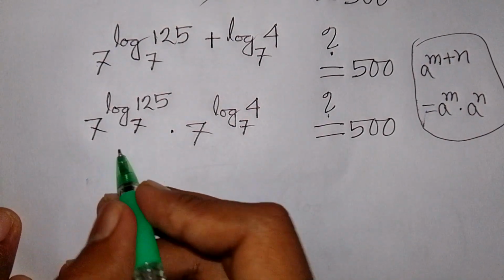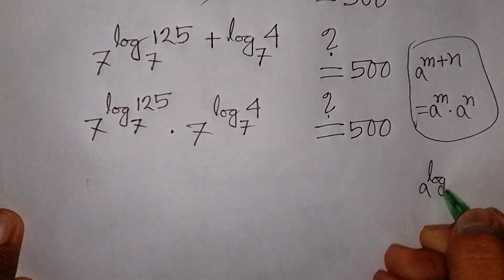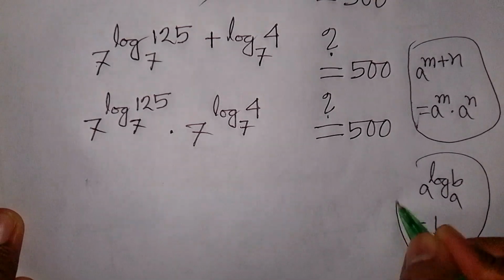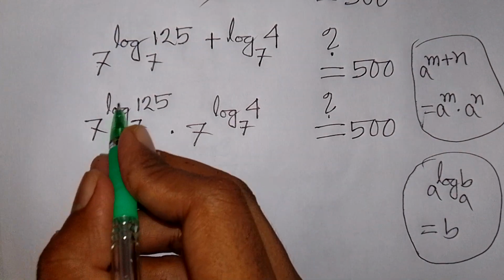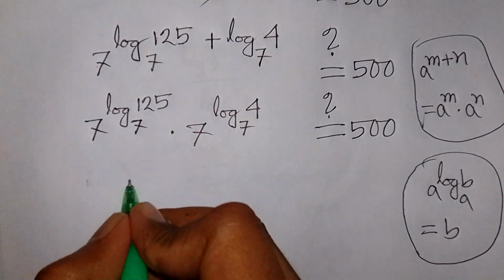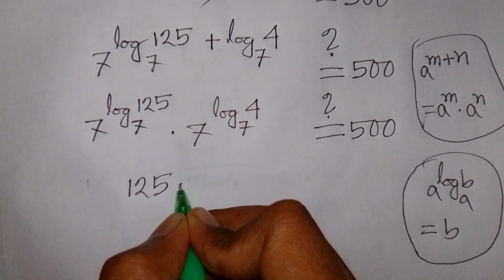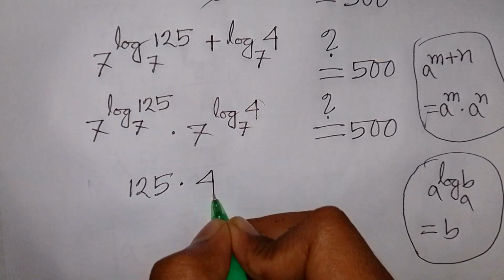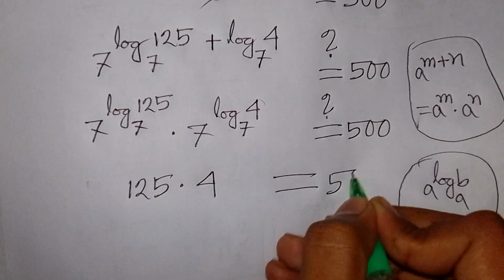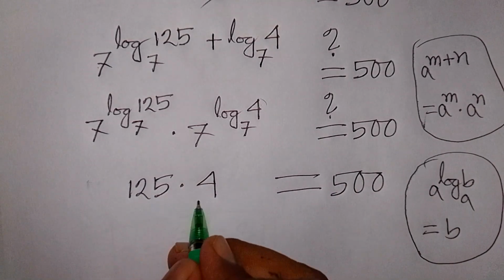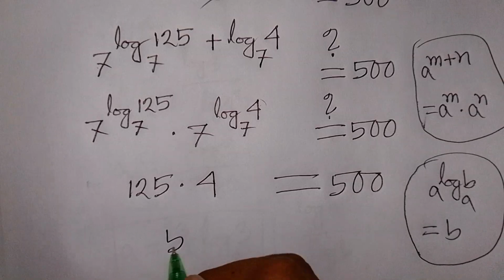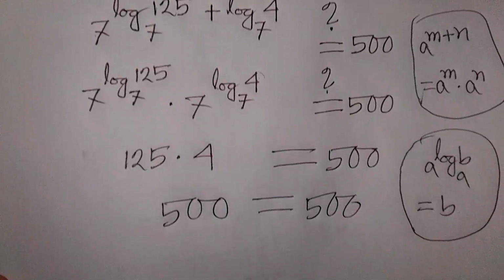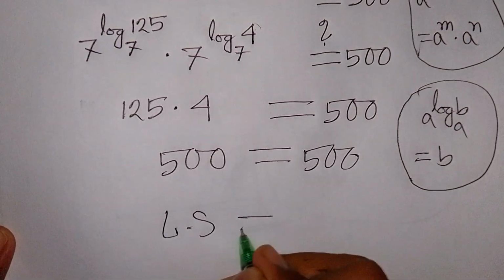Now here we apply the formula a to the power log b base a is equal to b. So 7 to the power log 125 base 7 is the same as 125, times 7 to the power log 4 base 7, which is the same as 4, is equal to 500. Now 125 multiplied by 4 is 500. So of course 500 is equal to 500. Left side is equal to right side.